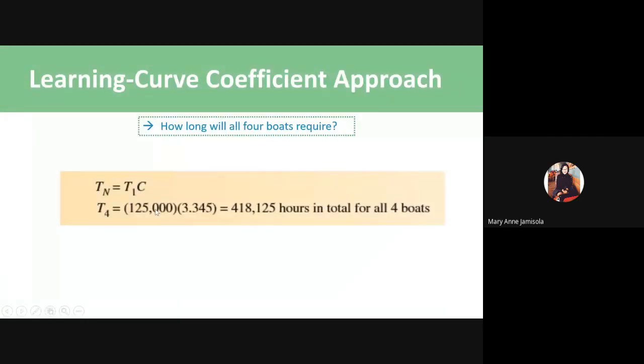So 125,000 times 3.345 is equal to 418,125 hours. That means this is the total number of hours to produce or finish all four boats. Okay.